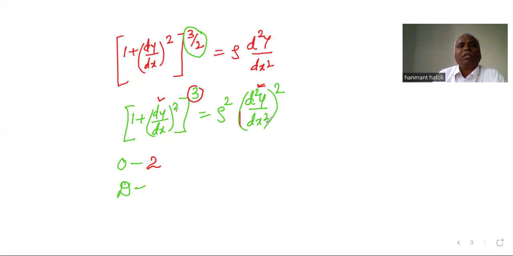We check its degree. Now the second order term's degree is 2. Therefore, the degree of the whole equation is 2. Second order, second degree. Okay. Don't get confused here. You must simplify and check which term is the highest order differentiation. Only that term's index you have to check. That is the degree of the differential equation.